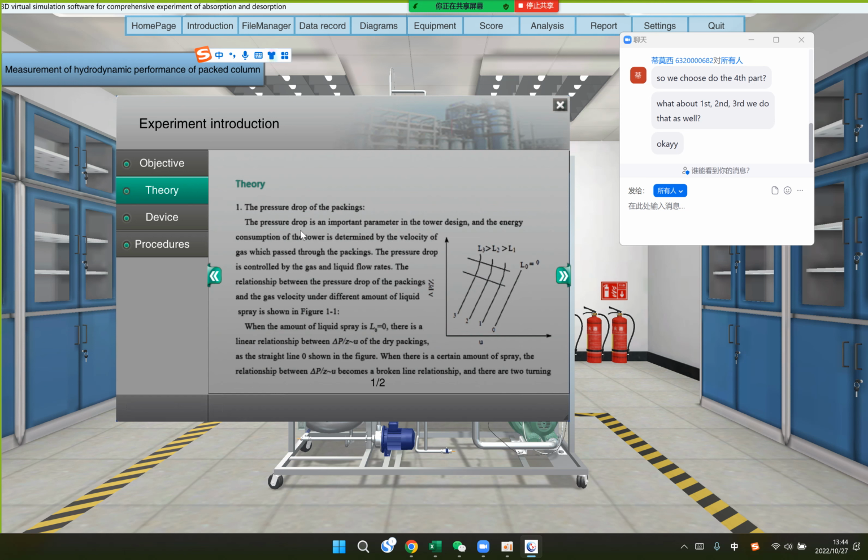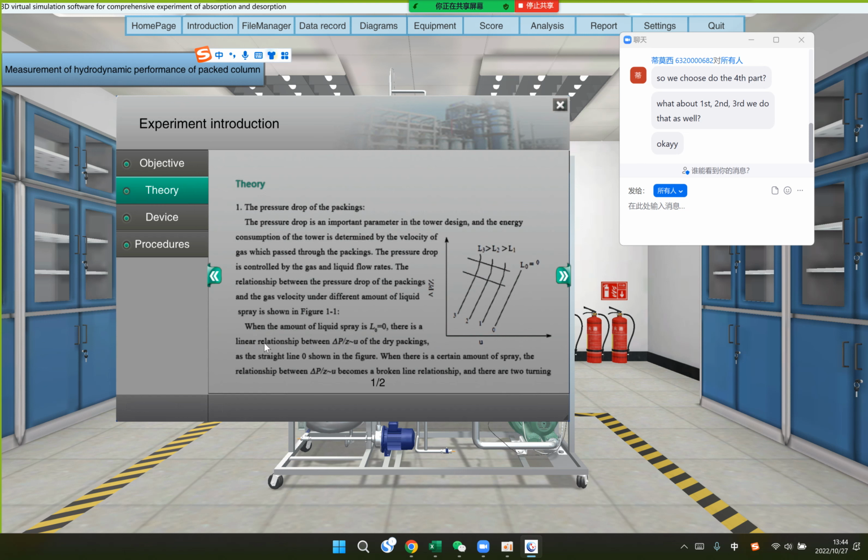The pressure drop is an important parameter in the tower design, and the energy consumption of the tower is determined by the velocity of the gas which passes through the packings. The pressure drop is controlled by the gas and liquid flow rates. The relationship between the pressure drop of the packings and the gas velocity at different amounts of liquid spray, or different liquid loads, is shown in Figure 1.1.